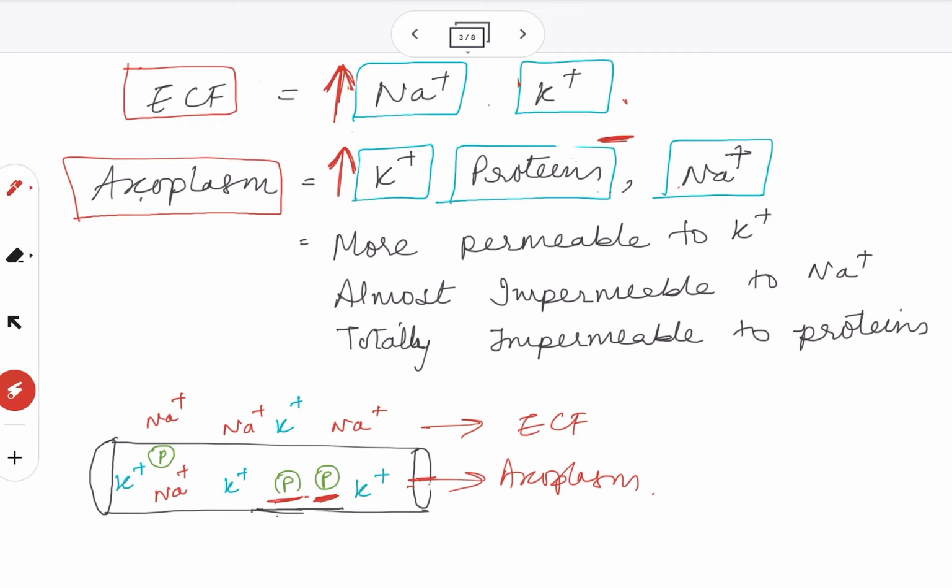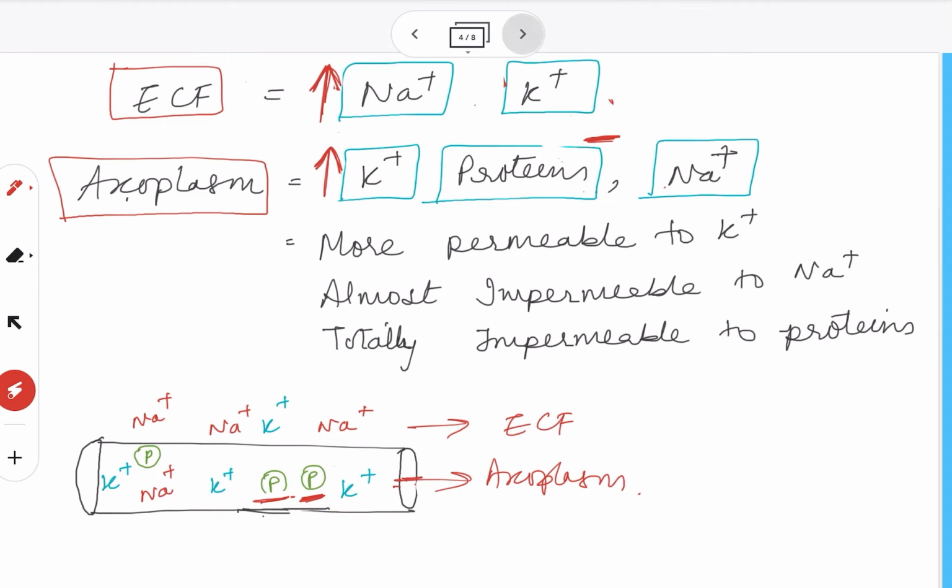So the permeability of the axon also is different. It is more permeable to potassium ions, almost impermeable to sodium ions, and totally impermeable to proteins. That means proteins cannot move out of the axon. They will stay in the exoplasm only. It is only sodium and potassium which can move in or move out. That is influx and efflux of sodium and potassium ions.